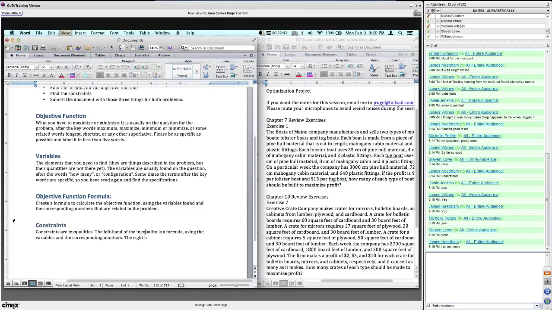The right-hand side, I don't know, I'm sleepy. I'm forgetting so many things.